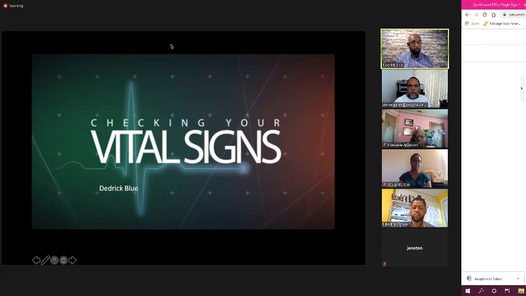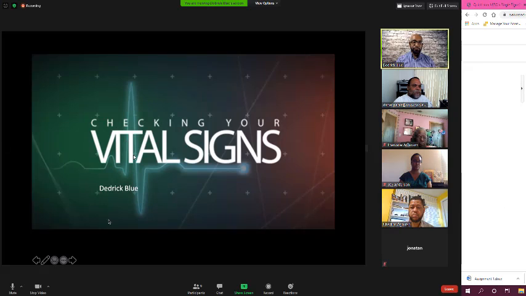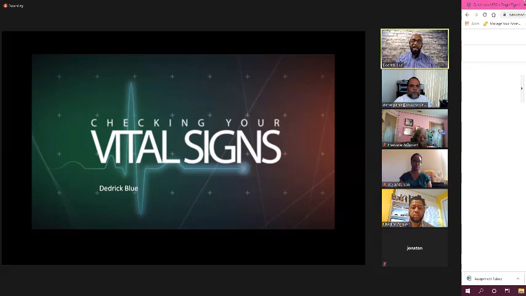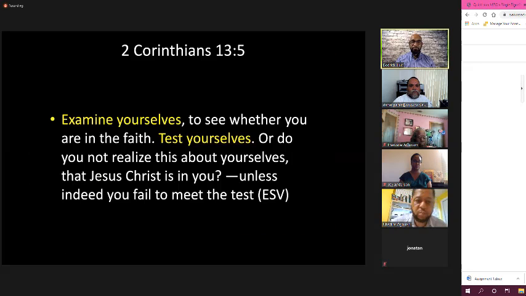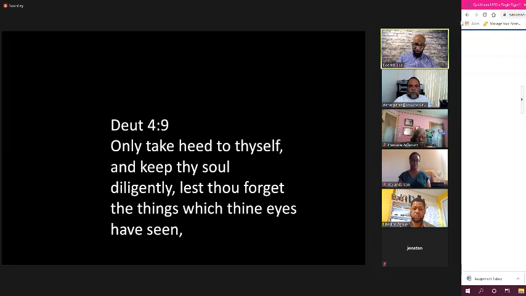In this presentation, we're going to talk a little bit about what I call a four quadrant model. This four quadrant model is a way of assessing a church to see how the church is functioning. It gives you a paradigm through which you can look at churches. So we want to start here with 2 Corinthians chapter 13, verse 5. It says, examine yourselves to see whether you are in the faith. Test yourselves. Or do you not realize this about yourselves, that Christ Jesus is in you, unless indeed you fail to meet the test. Examine yourselves and test yourselves.